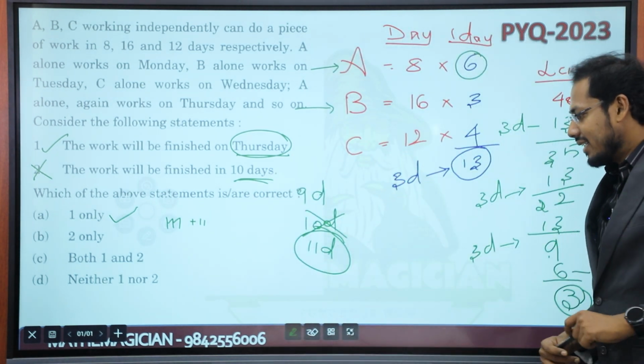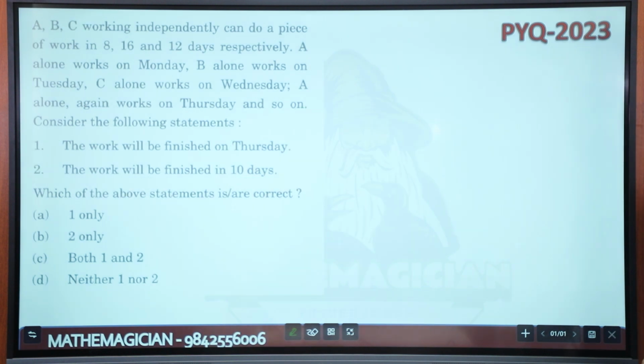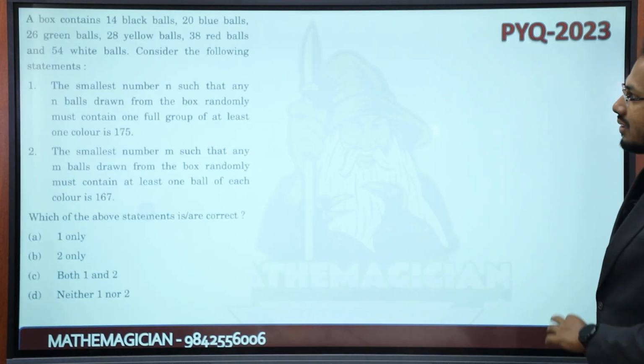So, only the first statement is correct in this question. This comes under time and work. So, this is the concept. Is it clear? Right. Let's move to the next question.